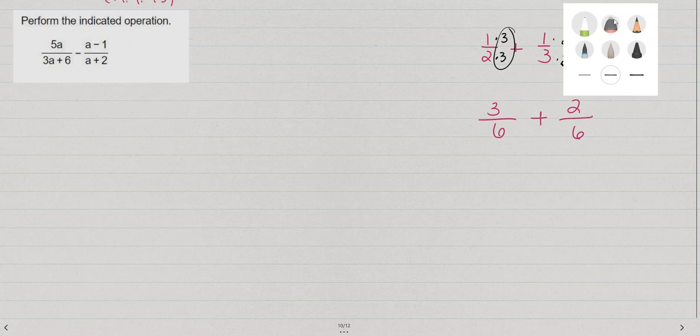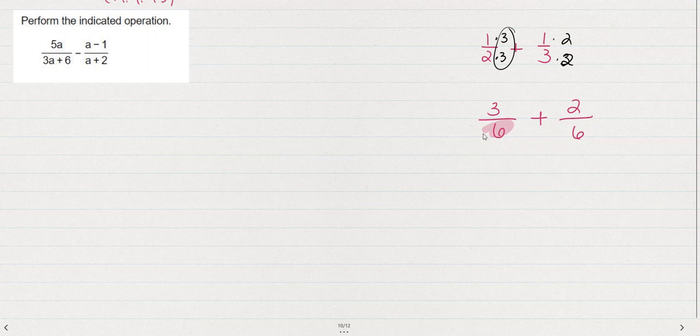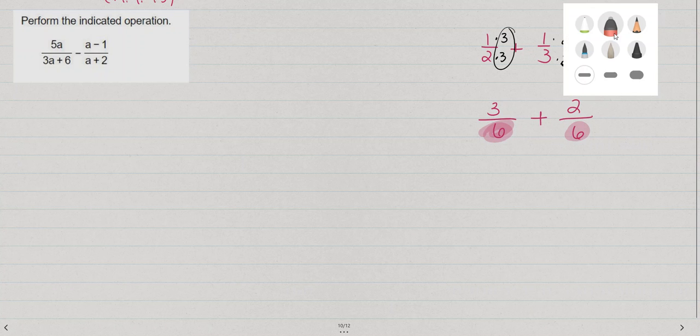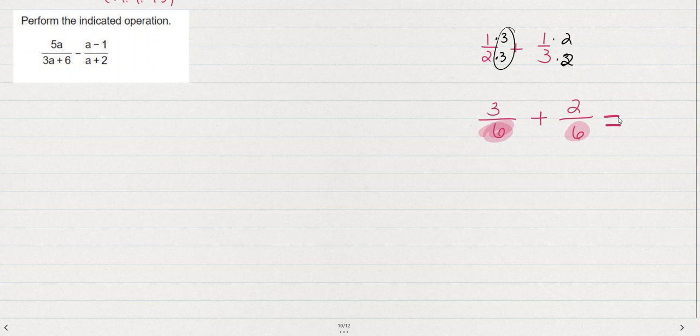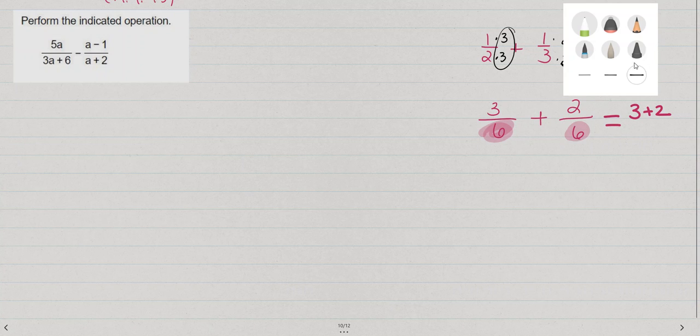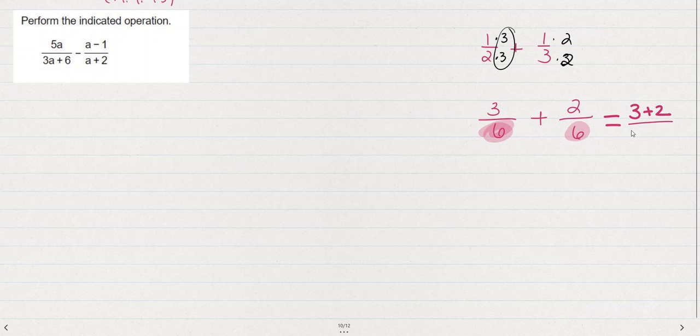Now that I have two common denominators, the 6 is common. Now that we have that common denominator, I can add straight across, so add the 3 plus the 2, and that's going to be over, not 12, but over 6. So you keep the denominator the same. So we have 3 plus 2 is 5 over 6. If we had gotten a fraction that needed to be reduced, the last step would be to reduce it.